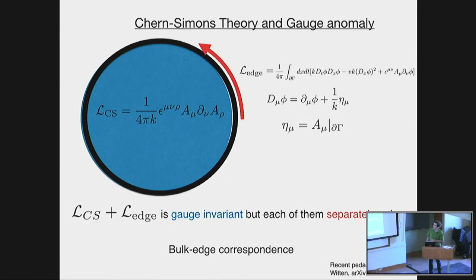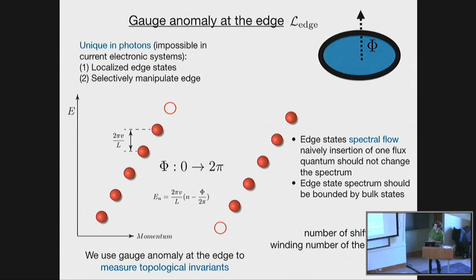I said if we have a system that has the edge, if we gauge the bulk, it is anomalous. If we gauge the edge, it is anomalous. But when we put them together, the whole system is gauge anomaly free. So we can actually see this bulk-edge correspondence in this picture. In a non-interacting regime, we should see the following.